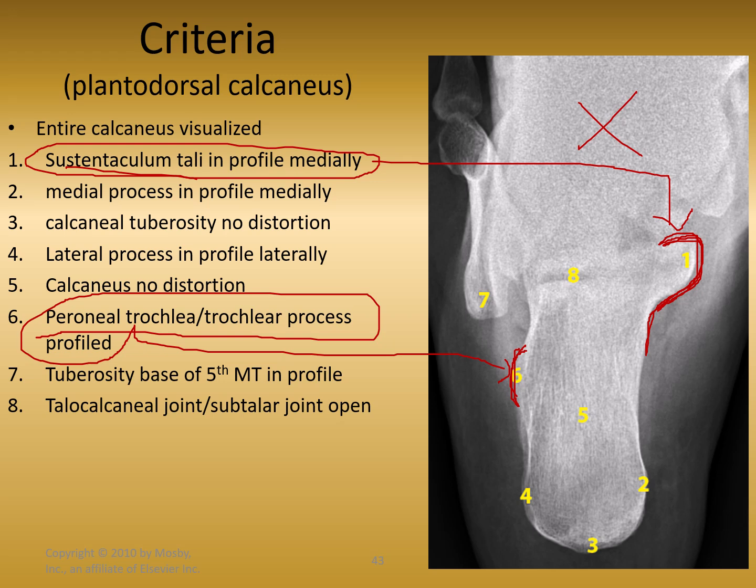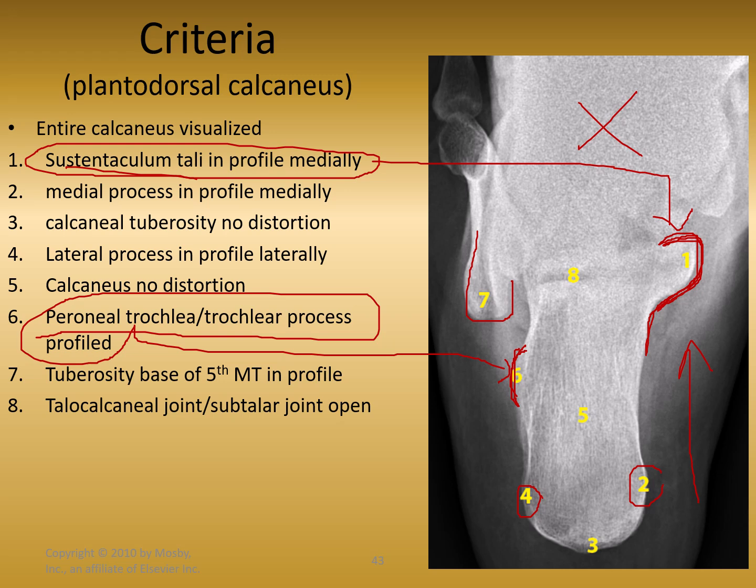Another thing we can look for is those little medial and lateral processes. That's 4 and 2 down here. 4 is the lateral process, 2 is the medial process, because remember the sustentaculum tali is on the medial side of the foot. Another way to know the medial or lateral side of the foot is number 7 here, which is the base of the tuberosity of the 5th metatarsal. We know the 5th metatarsal is the pinky toe, and that is on the lateral side of our foot. So those are ways to identify the medial and lateral side of the foot.